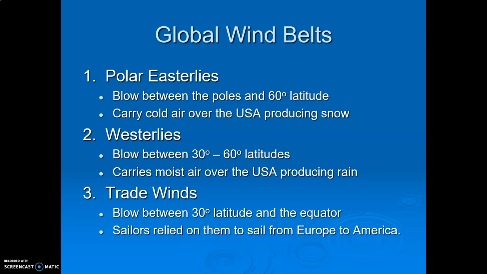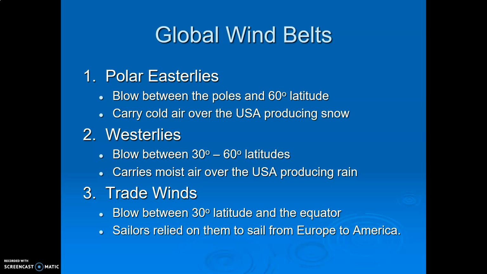The second set of winds are the westerlies. Sometimes you may even hear them called the prevailing westerlies. They are the same winds, and they are blowing between the latitudes of 30 degrees and 60 degrees north and south. In the north, they carry moist air over the United States, often producing rain in any of the months.